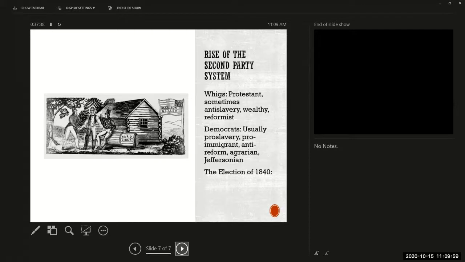Whigs had a tendency to be wealthy and to be reformist in the sense that they wanted to get rid of Sunday mail delivery. They wanted to specify religious education in the schools. They wanted to not have Sunday shopping. They wanted to prohibit alcohol, some of them.